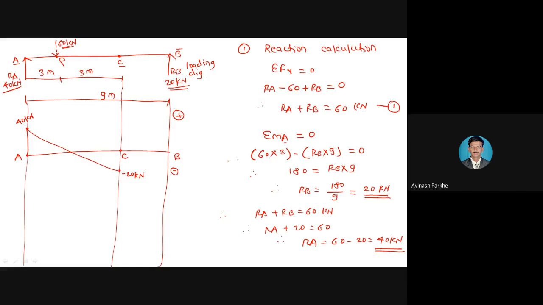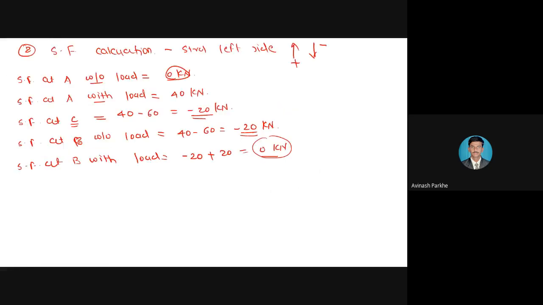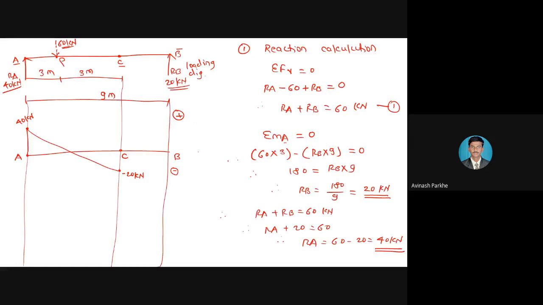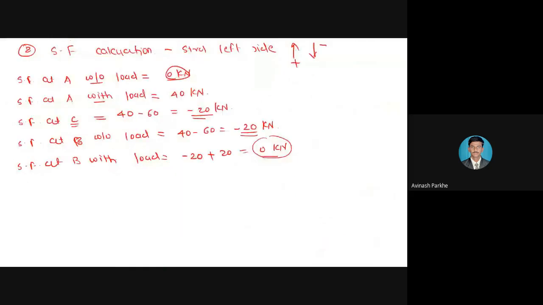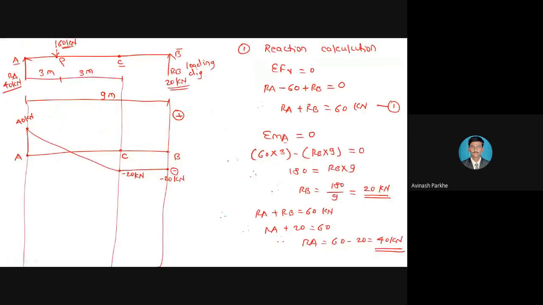Then shear force at point B without load is again minus 20. So I will continue this minus 20 line as it is up to the point B. So this point is also minus 20 kilonewton, and the shear force at point B with load is 0 kilonewton. So this is the 0 line, and this is your shear force diagram. This is the positive, this is the negative, and here you will get one new point.